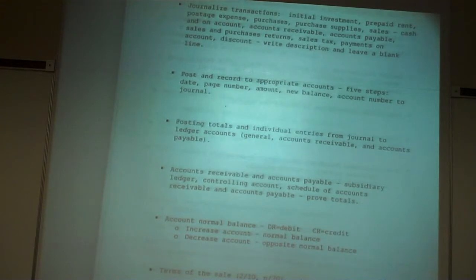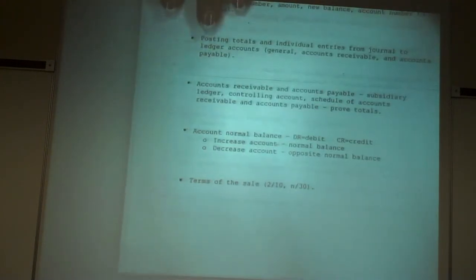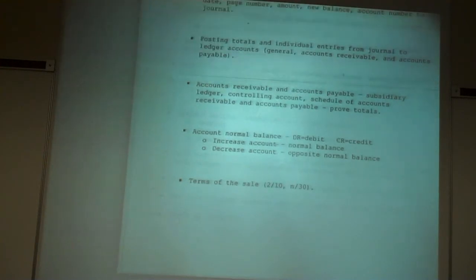But we have to do the paper and pencil so we know what's happening behind the scenes with that computerized accounting. Posting the totals and individual entries from the journal to the ledger accounts, the general accounts receivable, accounts payable, subsidiary ledgers, and then accounts receivable and accounts payable, the controlling account. Know those terms. It's this one right here. And make sure that you can prove your totals.